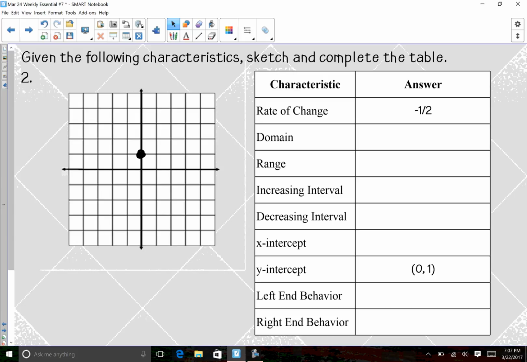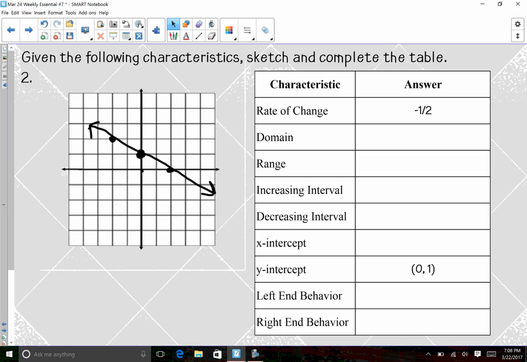And we have a slope of -1/2. So using the y-intercept and the slope, let's go down 1 from the y-intercept, right 2. Or from the y-intercept, you can go up 1 and left 2. And then you can draw your line. Now that I have my line drawn, let's fill in the characteristics chart.